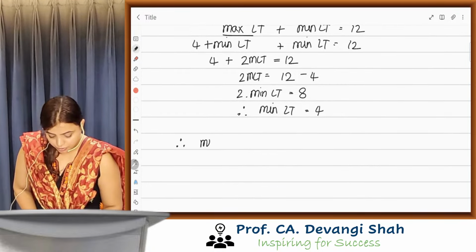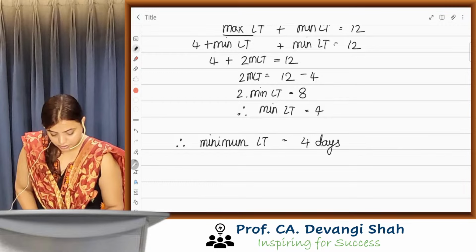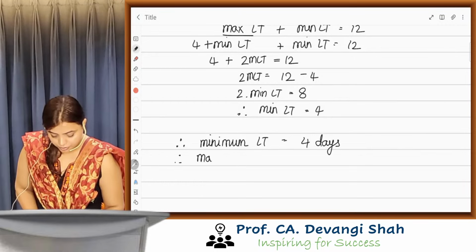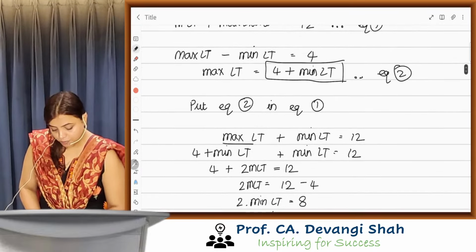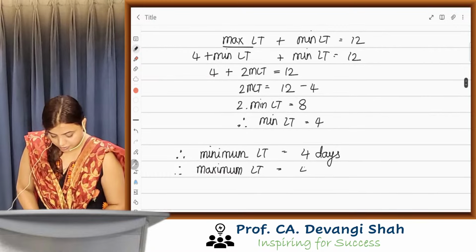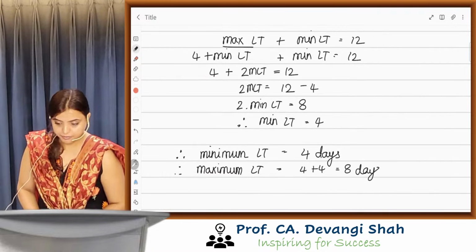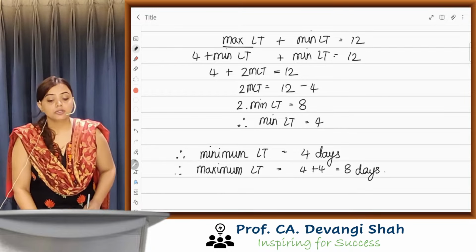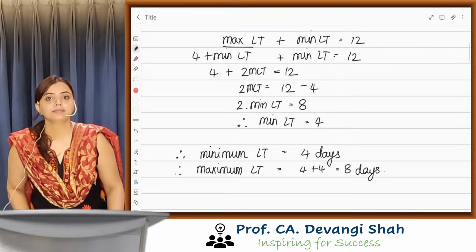Therefore, minimum lead time is 4 days, and therefore maximum lead time is 4 plus minimum lead time, so it becomes 8 days. Right? So this is how, friends, we compute the lead time.